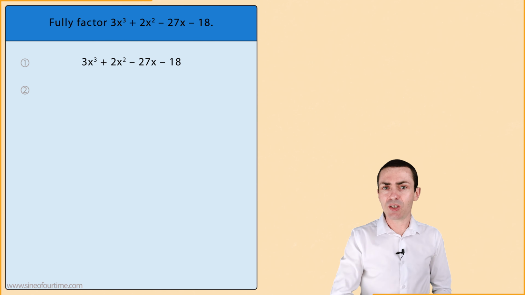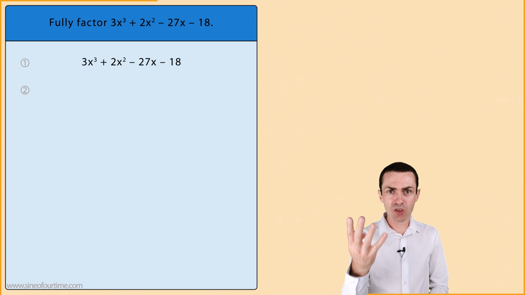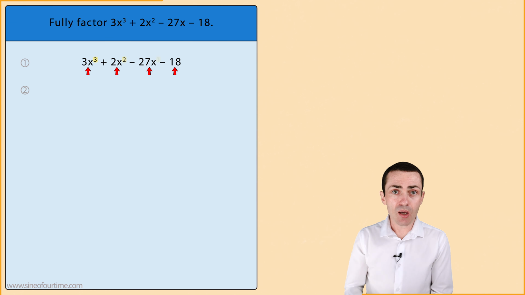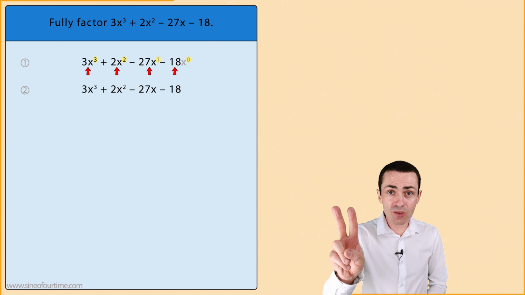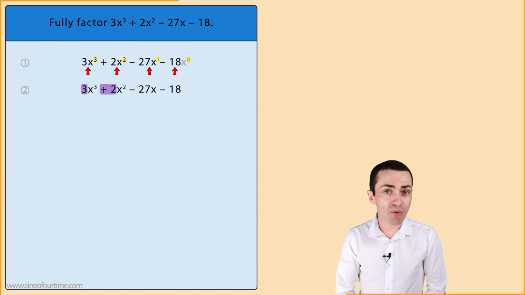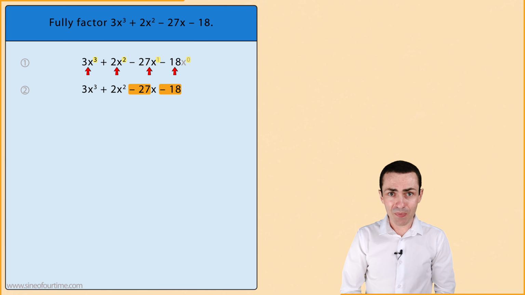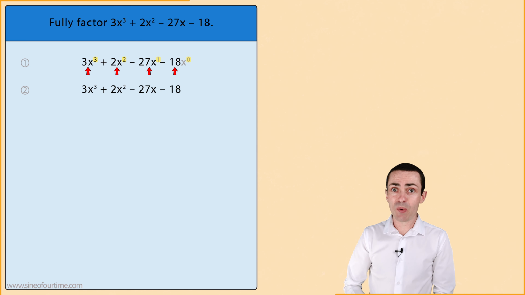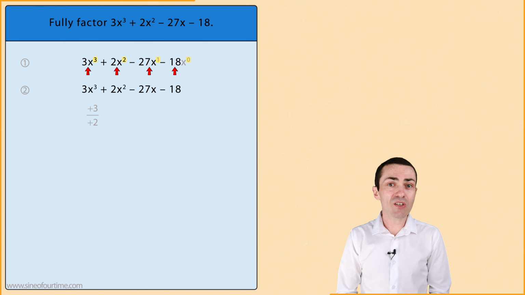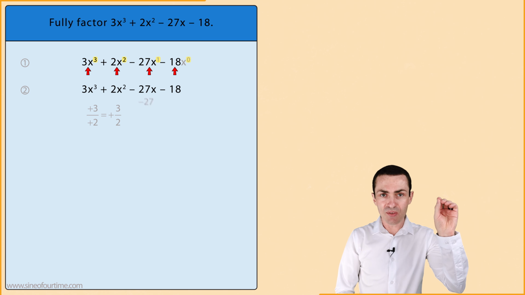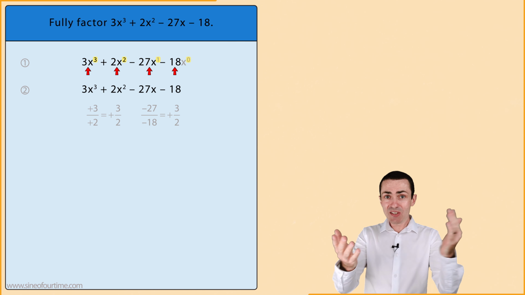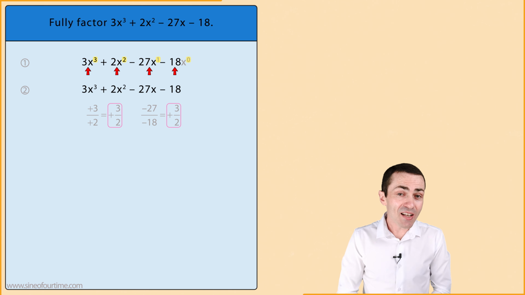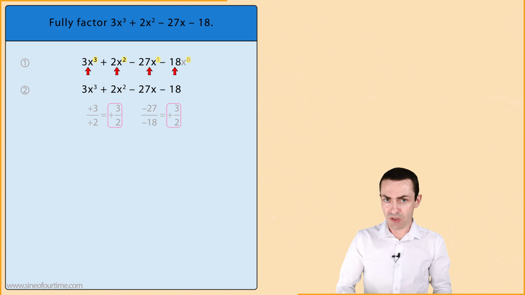The first condition is that the cubic polynomial must contain 4 terms, each with a different degree of x, which is the case. And the second condition is that the ratio of the first two terms of the polynomial must be equal to the ratio of the last two terms of the polynomial. In this case, for the first two terms, we have plus 3 divided by plus 2, which is equal to positive 3 over 2. And for the last two terms, we have negative 27 divided by negative 18, which also gives us positive 3 over 2. And since these two ratios are the same, it tells us that we can factor this polynomial using grouping.